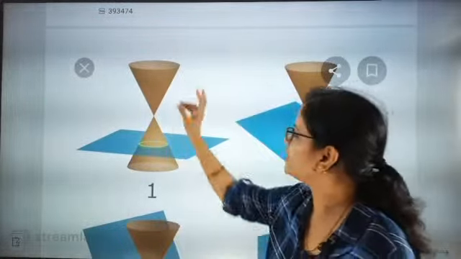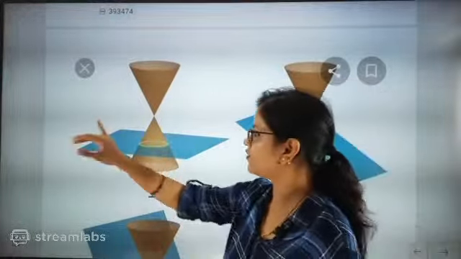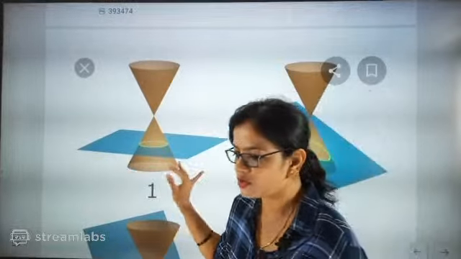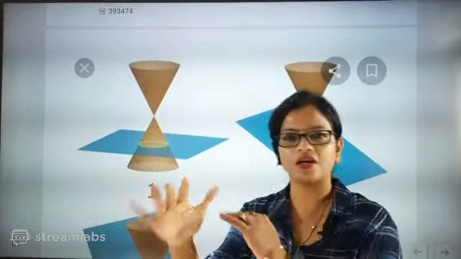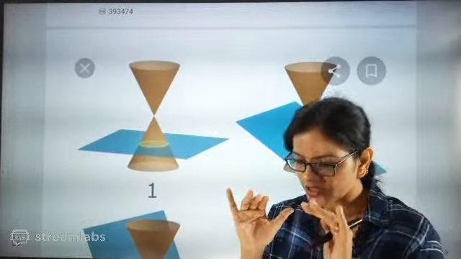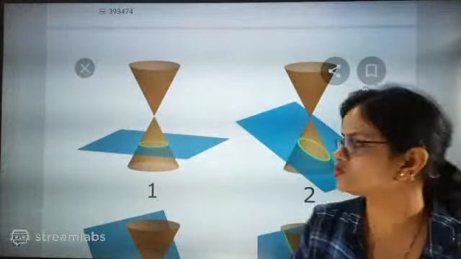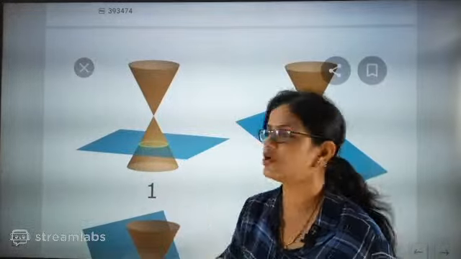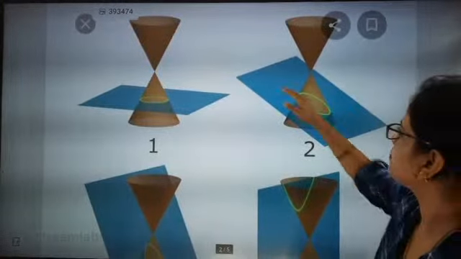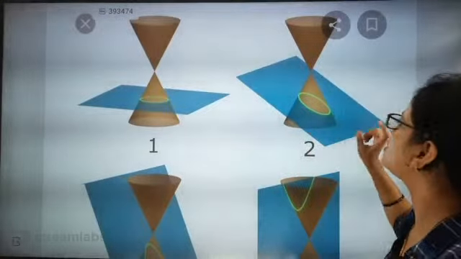What we are going to do here is take 2 cones, one on the other, and now we use a plane, and the plane is going to divide and cut the cone. By cutting at different angles with the plane, we can make different figures. First, this cutting is going to form a circle. When the plane cuts at some angle, it is going to make an ellipse.